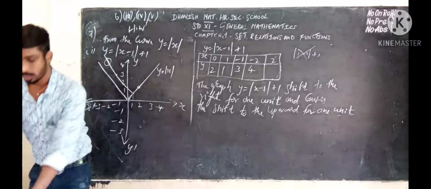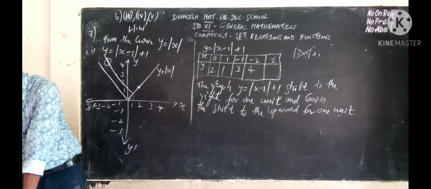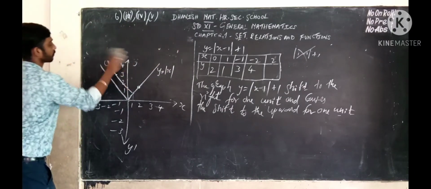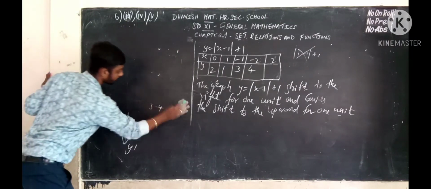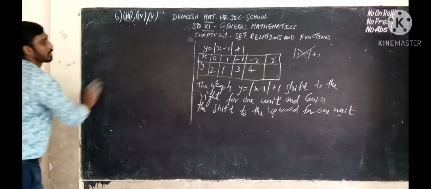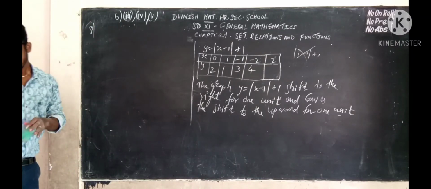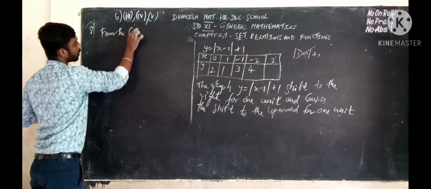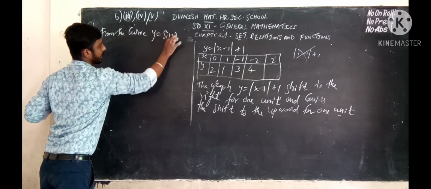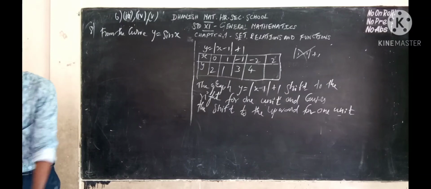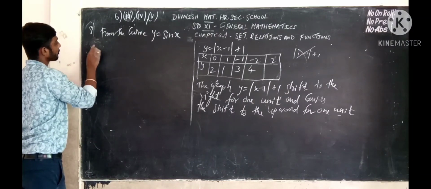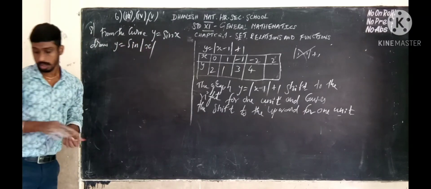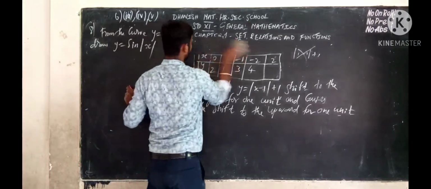Next, the second sum will be homework for you. Let's see the 8th question. What is the question given here? Exercise 8-1. Listen children, what is the question given for 8-1? From the curve y is equal to sin x, draw y is equal to sin modulus of x.